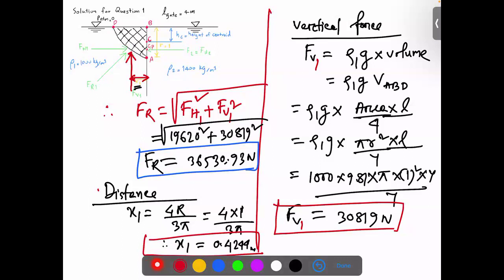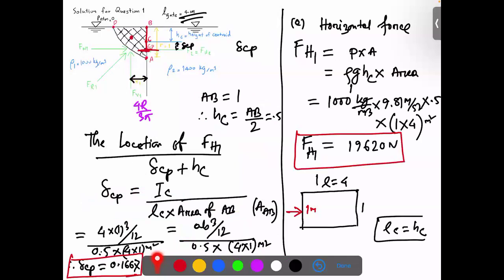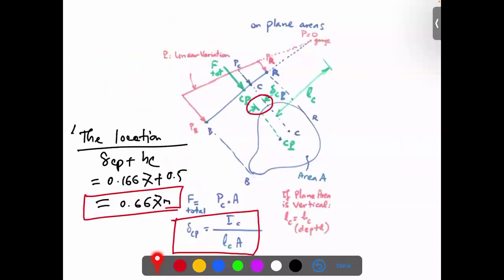If you remember, the first question says we need to calculate the resultant force, Fr. So we calculated F1, this is the resultant force, and this is the distance for the vertical force, and for the horizontal force, we calculated the distance earlier, and it was, yeah, it was the formula. So yeah, it is 0.661.